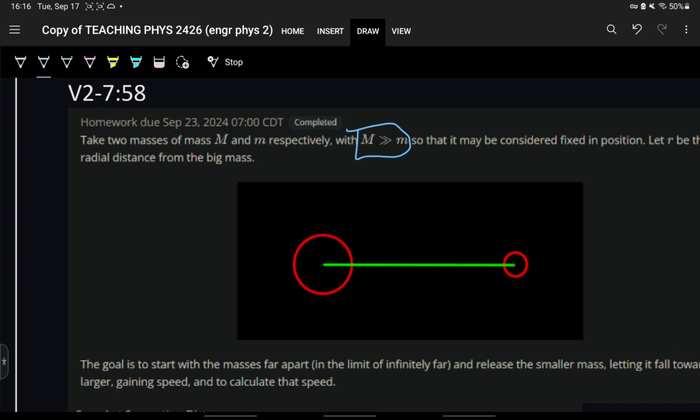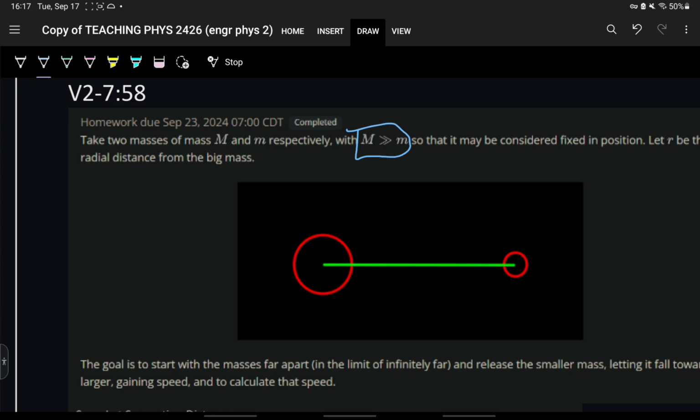Given that capital M is much larger than little m, we can assume that the large mass remains in a fixed position and the small mass is falling under the influence of gravity. So we have to understand that this problem involves gravitational potential and kinetic energy. As the smaller mass m moves towards the larger mass, capital M, gravitational potential energy is converted into kinetic energy.